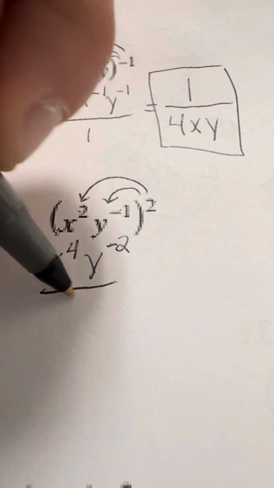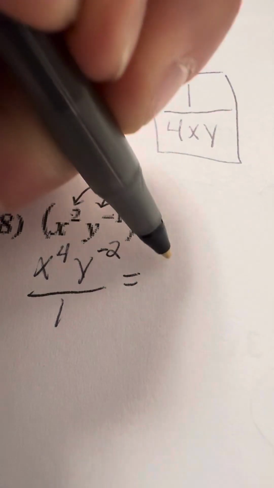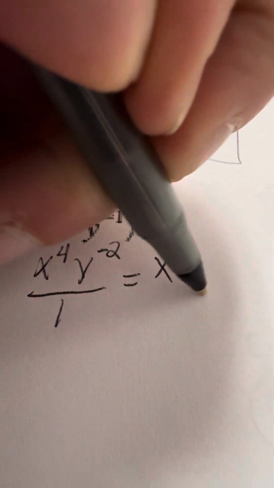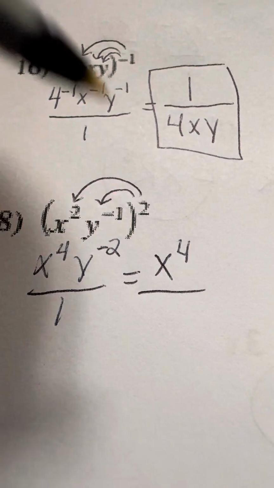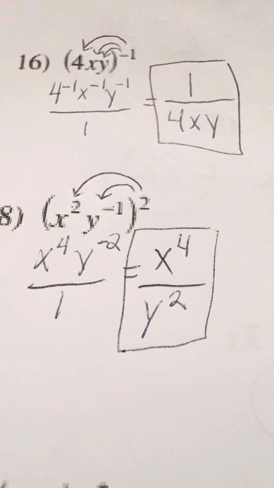I'm going to put this as a fraction because, again, I have a negative exponent. So the x to the 4th is going to stay in the numerator because it's positive. However, the y needs to come down to the denominator to make it positive. So that's going to say y to the 2nd in the denominator. And that is it, my friends.